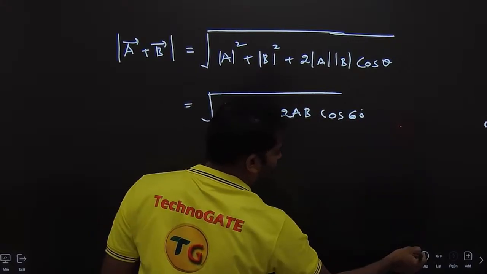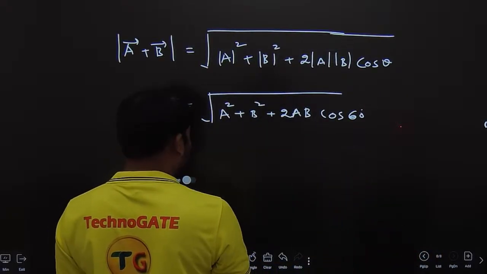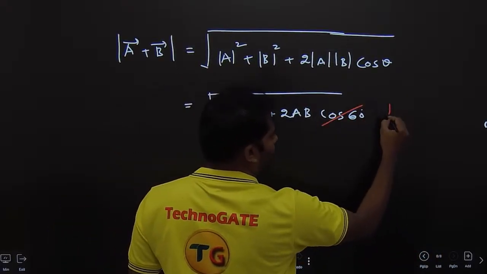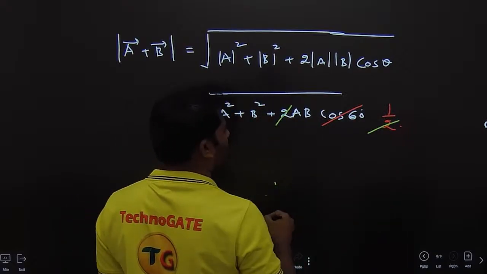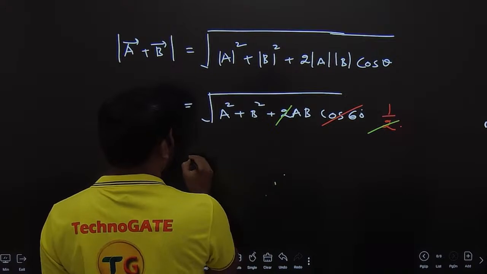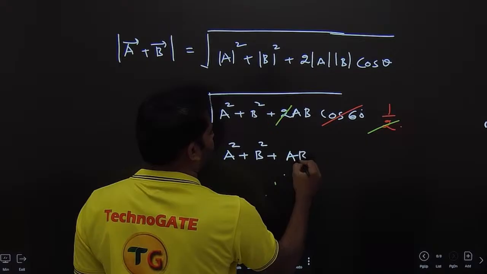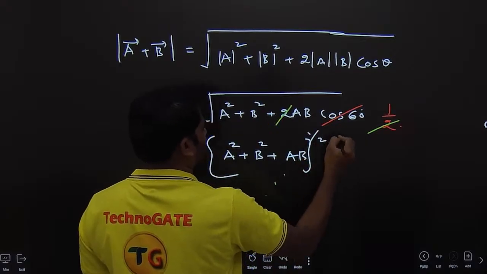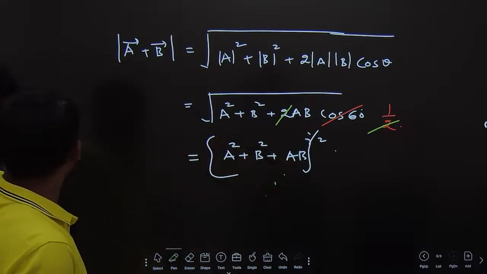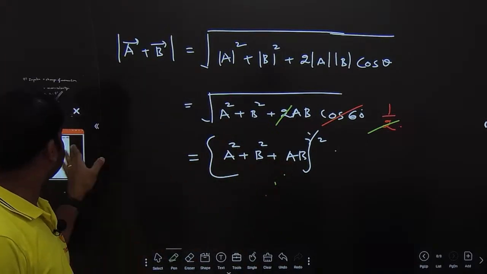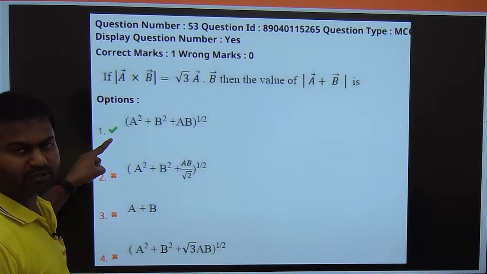Cos 60. Yes, tan theta is root 3, so you got 60. Cos 60 is nothing but sin 30, which is nothing but 1 by 2. 1 by 2, so we can remove this 2 and 2. Hence, we are actually getting the final value as a square plus b square plus ab, whole power 1 by 2. This is the answer. And this is matching with the first option. You can see here, it is matching with the first option. That's how we need to solve it.